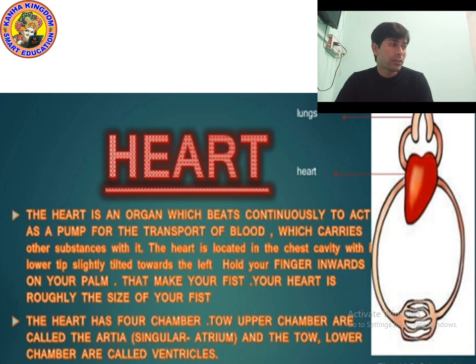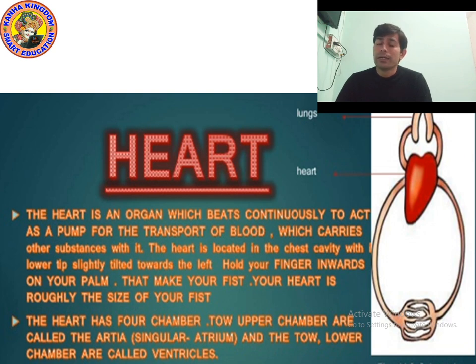For your kind information, there are two more arteries and veins. I will tell you later. Be patient. So remember, arteries are the vessels which carry oxygen rich blood from the heart to all parts of the body. And veins are the blood vessels which carry carbon dioxide rich blood from all parts of the body to the heart.